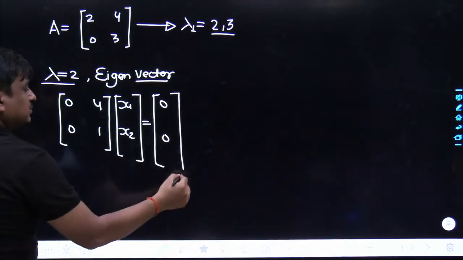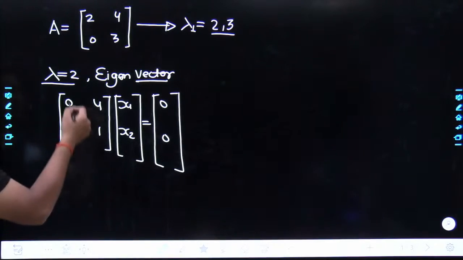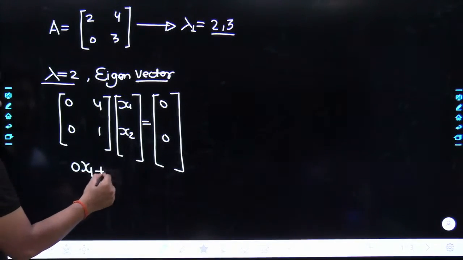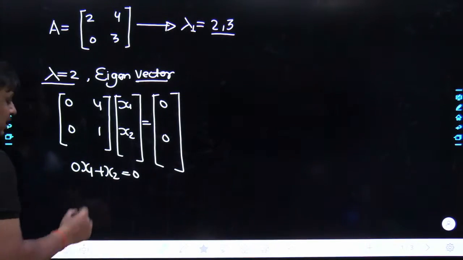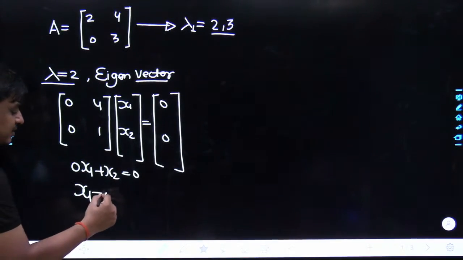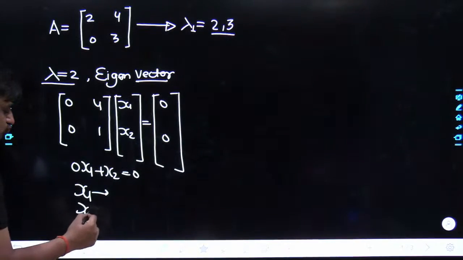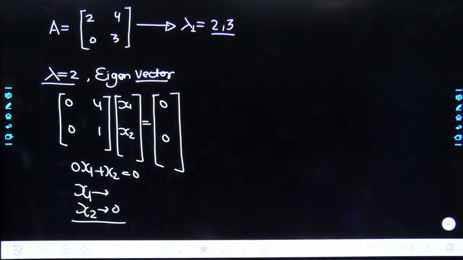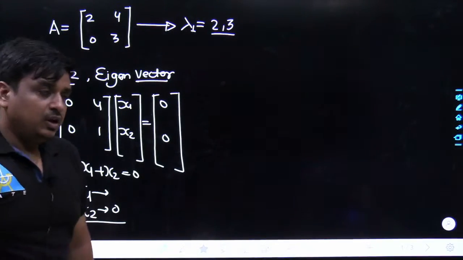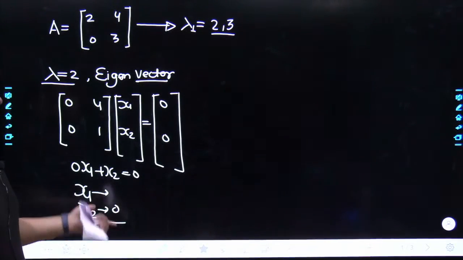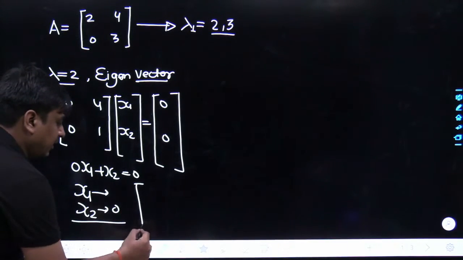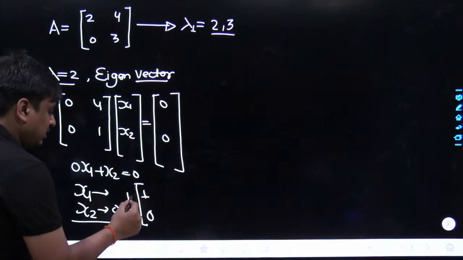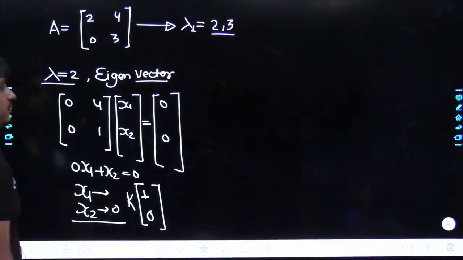Once we take the result out of this, it simply becomes 0 times x1 plus x2 equals 0. That means x1 can be arbitrarily anything, whereas x2 would always be 0. If you want, we can write its eigenvector. The eigenvector is going to be 1, 0 with a k, so k times 1, 0.